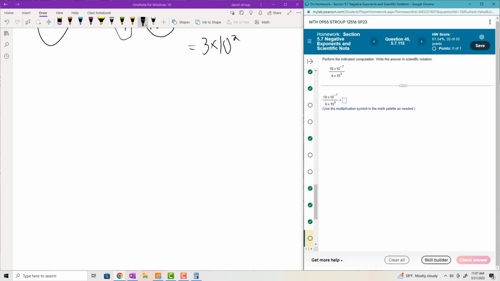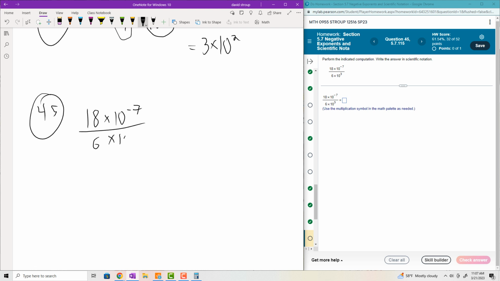Same deal here. But negative exponents are okay in this context. So I know we're trying to train you to avoid negative exponents, but here it's okay. All right, so you'd have 18 divided by 6 is 3 times 10 to the negative 7 minus the 3, which would be 3 times 10 to the negative 10.